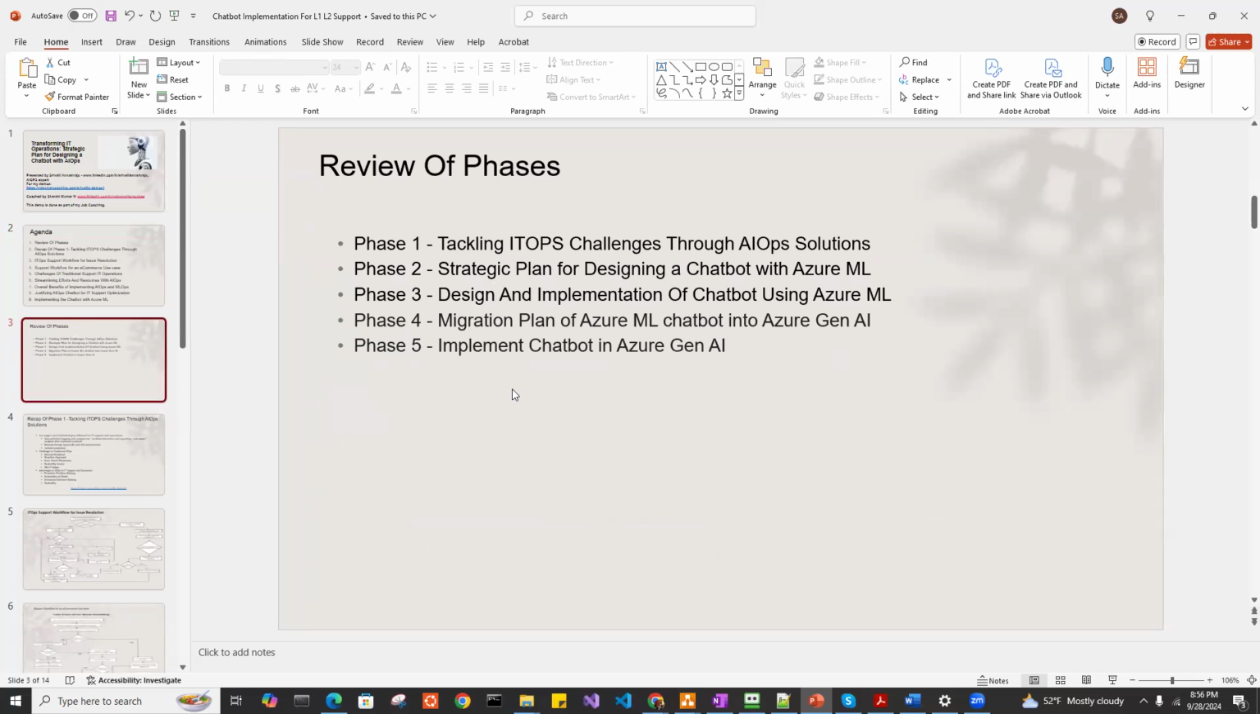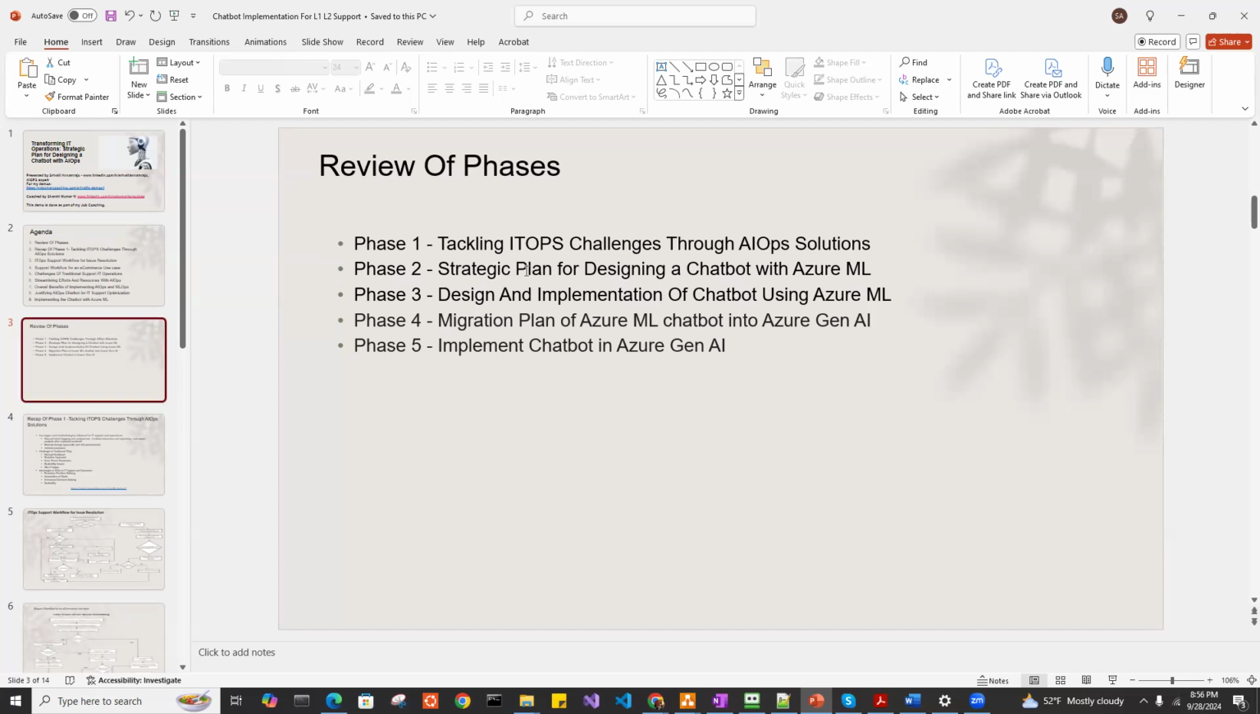Okay, a quick review of the phases in this series. The first phase, which we already covered, is tackling IT ops challenges through AI ops solutions. I'm going to quickly review this in the next slide. The next phase, which is the current phase, is the strategic plan for designing a chatbot with Azure ML, followed by designing and implementation of the chatbot using Azure ML, and the migration plan of the Azure ML chatbot into Azure Gen AI.